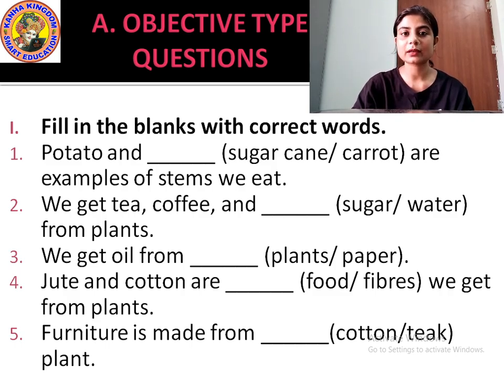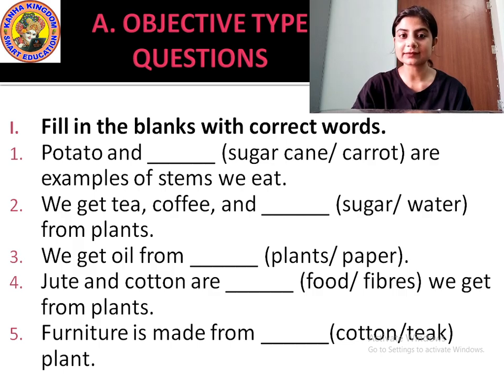S-U-G-A-R-C-A-N-E, sugarcane. Okay, then number 2, we get tea, coffee and dash, sugar or water from plants. What do we get? We get tea, coffee and sugar. The answer is sugar. S-U-G-A-R, sugar from plants. Okay. Then number 3, we get oil from plants or paper. We get oil from plants.